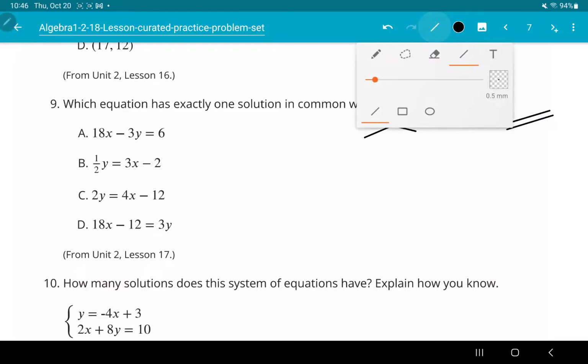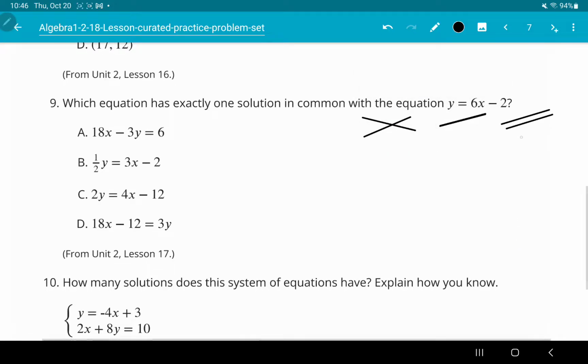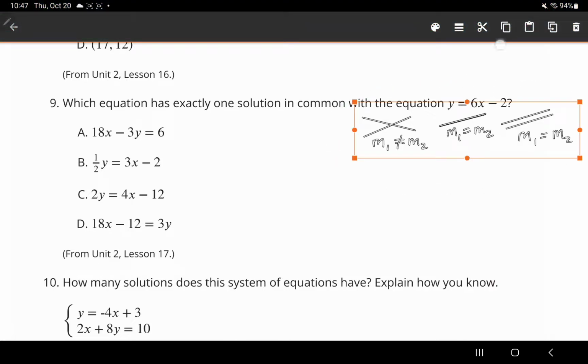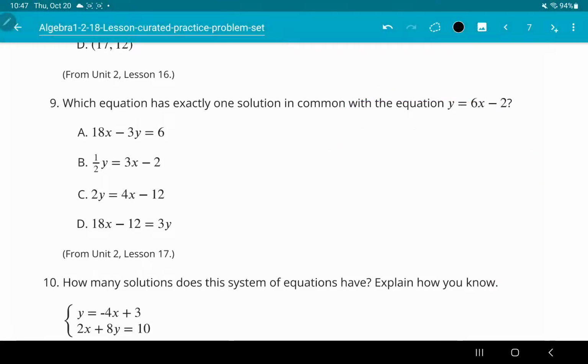Okay, so something that I know about this is that whatever my first slope is going to be, it's the same as my second slope if I have parallel lines. And that's the same case if I have the same line. If I have intersecting lines, then my slopes are going to be different. So the first slope is not going to be equal to the second slope. So what I'm going to be looking for here, my little shortcut, is just the slopes of these equations.